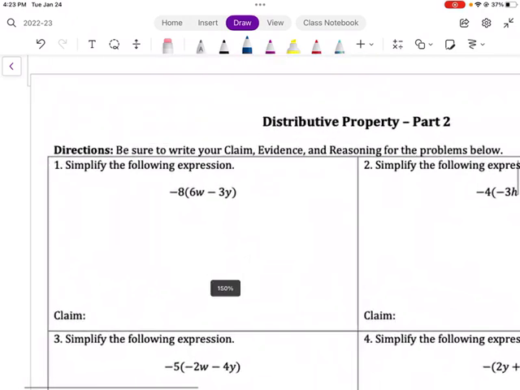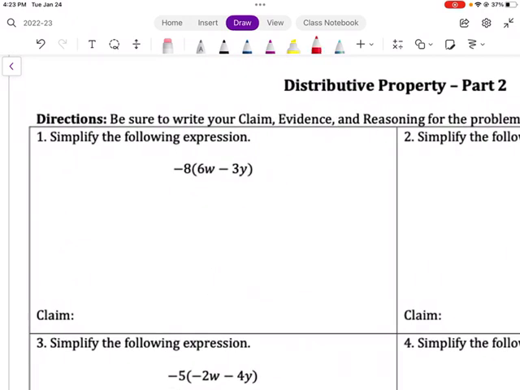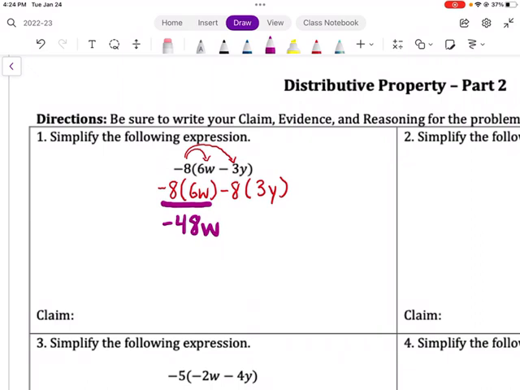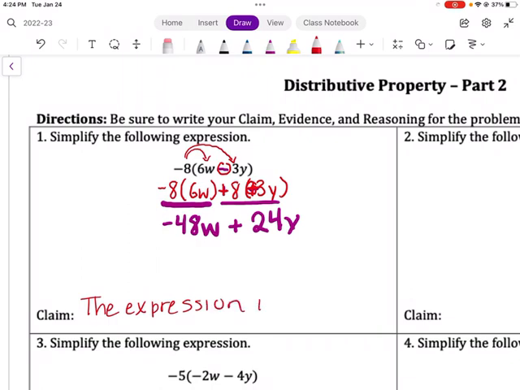All right. Go to your worksheets. Let's do number 1. Same thing, distributive property, which means you're going to multiply this number times this number and this number times this number. So it's going to be negative 8 times 6w, and then negative 8 times 3y. 8 times 6 is negative 48w. 8 times 3 is negative, wait, this is negative, I forgot that. Positive, positive 24y. So you got to be careful because you noticed I almost got fooled. This is a negative, so this is a negative. And two negatives make a positive. So the expression is negative 48w plus 24y.